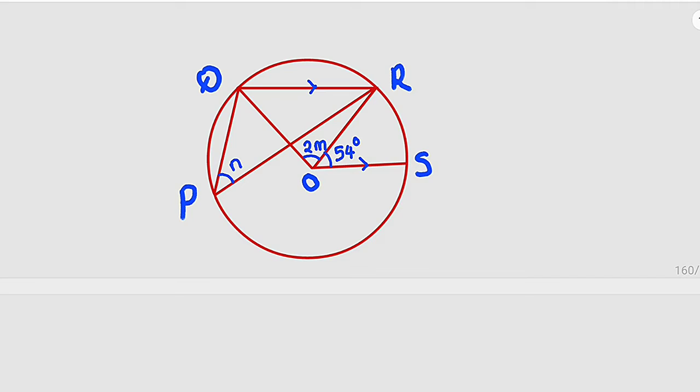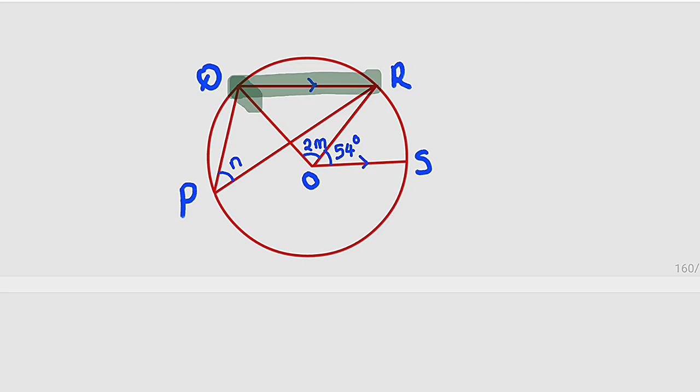Let us study this diagram carefully. You should know that QR is a chord. And remember, whenever a chord subtends an angle to the center, the triangle formed is an isosceles triangle. If it is an isosceles triangle, the base angles must be the same. Therefore, this angle and this angle must be the same. So now let us name them.